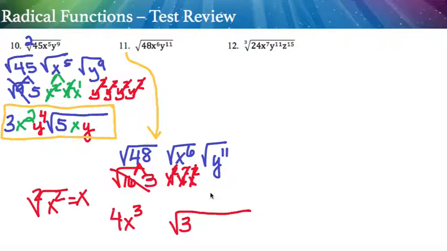Okay, so I'm going to do it again with the y's. How many y squareds do I have inside of y to the 11th? It's y squared, y squared, y squared.